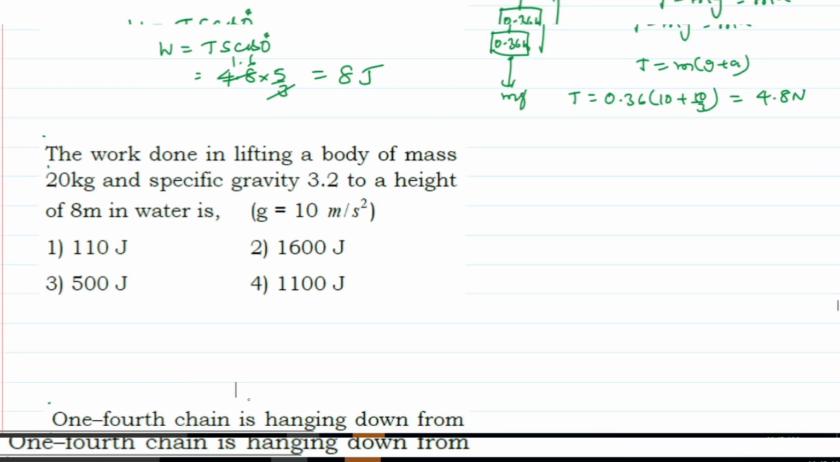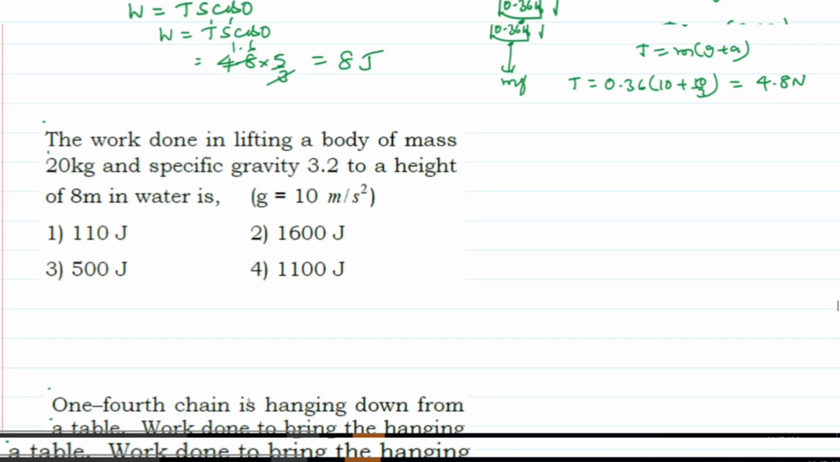Now let us see the next question. The work done in lifting a body of mass 20 kg of specific gravity 3.2 is given. Specific gravity is the density of the substance divided by the density of water. So 3.2 equals the density of the body by the density of water. Water density is 1 gram per cc, so the density of the body is 3.2 gram per cc.